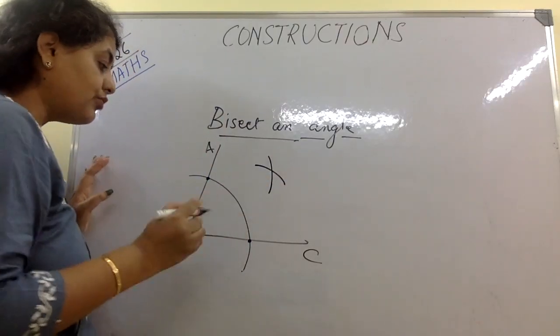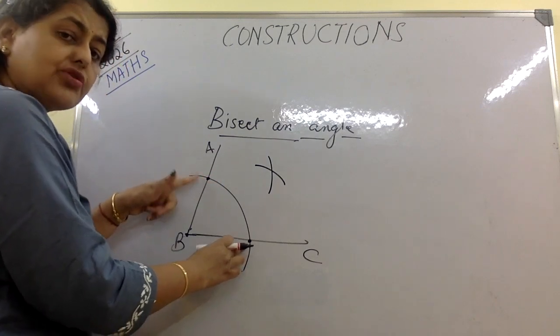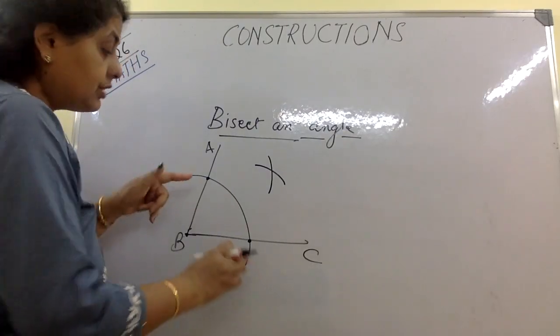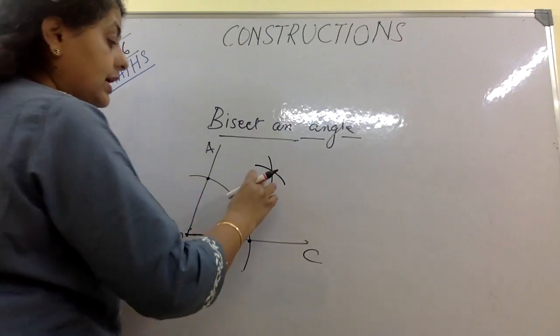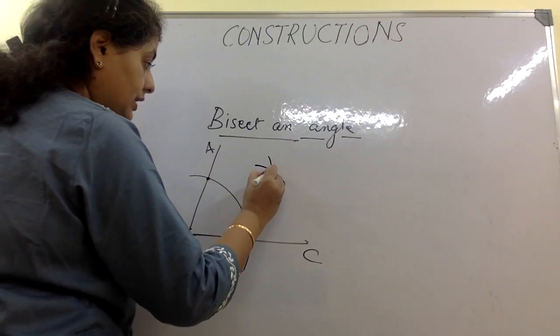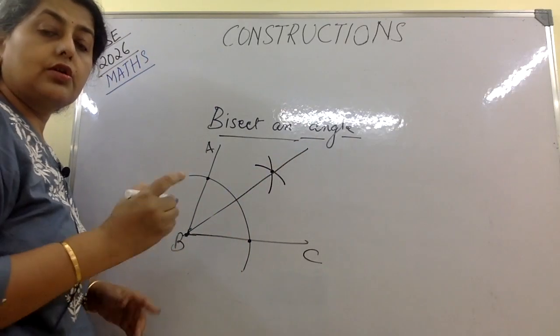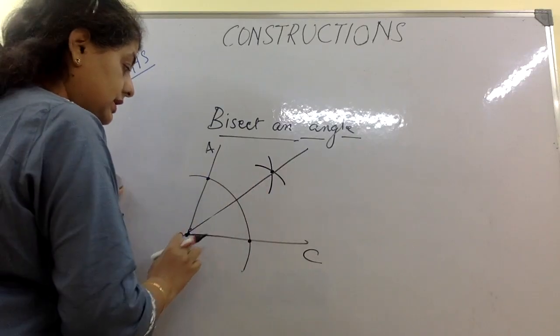Now remember, some books will tell you more than half of this arc, some books will tell you take it till here. So it is okay to be sure, you just take it till here. Then measure the radius that you have to take. Cut an arc from here, same radius, cut an arc from here. This point and this point, I have told you in my earlier videos that in order to draw a line, you need at least 2 points. So this is the line.